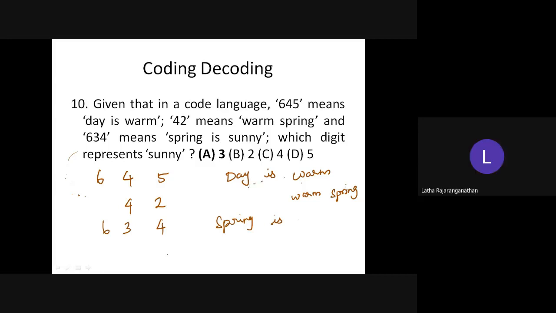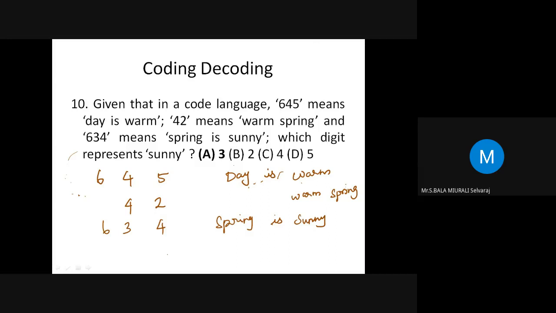Spring represents 4, sir. What does 6 represent? So it is a little bit confusing. You need to start from where the question actually is. The question is in the third sentence, correct? Third line: Spring is sunny. There is the question. What is sunny?